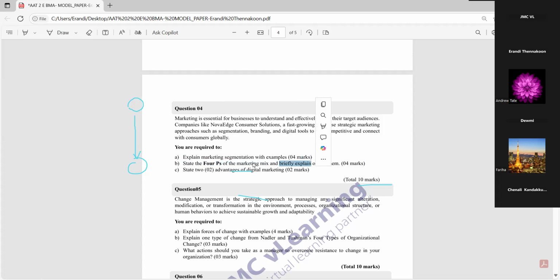Here there are two questions. See, state 4 P's and briefly explain one of them. There are 2 questions here. I think you won't get a question like that, but in case it comes, I have added this question here.